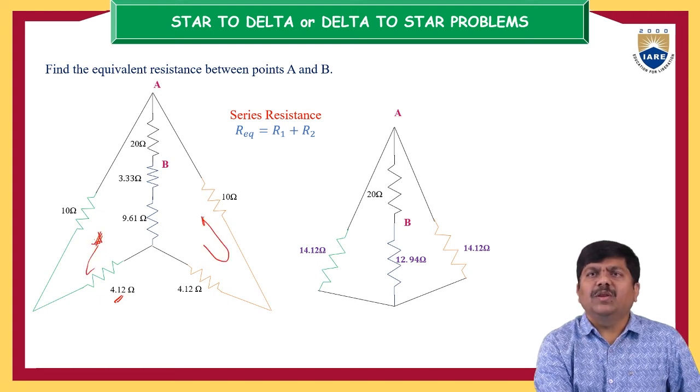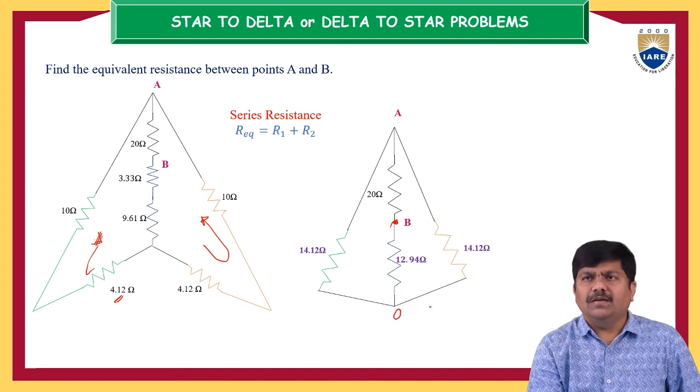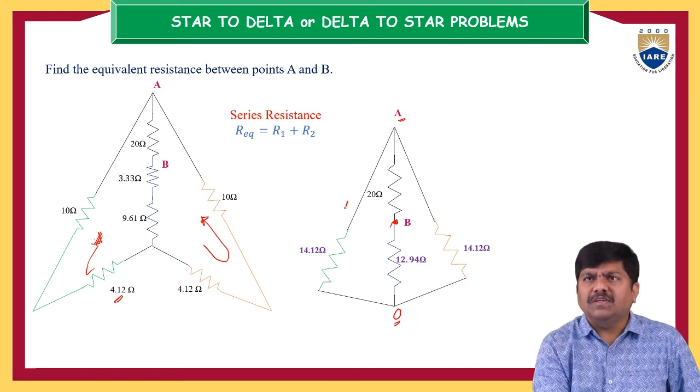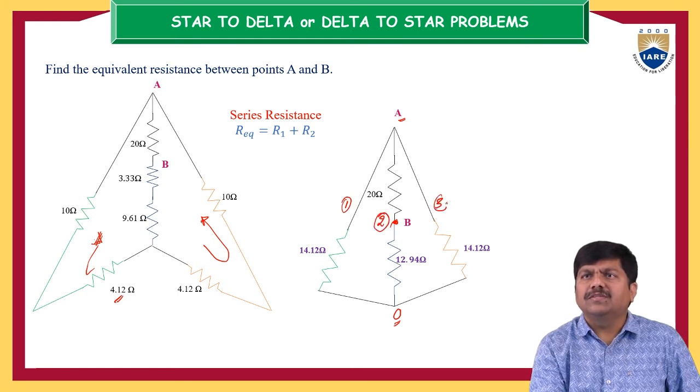This is also 14.12. And this internal one is 3.33 and 9.61. So that is 12.94. Now here, this is A and this is node B. And let us assume this is O, some center point, any reference node here. Now if you could see node A and node O, these two points are connected by three branches. This is the first branch, this is the second branch, this is our third branch.